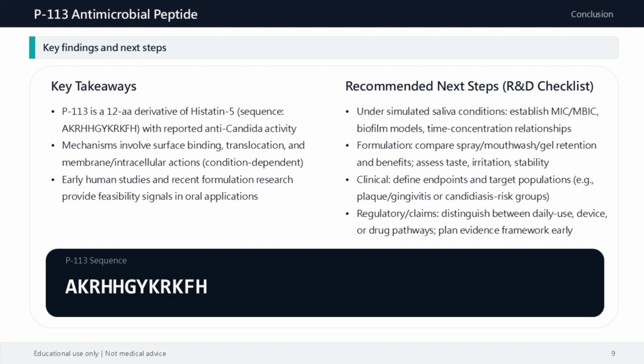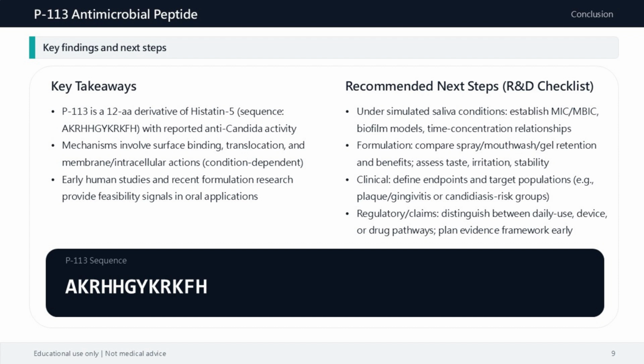To wrap up, P113 is a scientifically grounded 12-amino acid peptide with proven anti-candida activity and significant potential for broader oral health applications. As we move forward, our R&D focus should be on establishing robust biofilm models and optimizing delivery formats like sprays and gels for better retention.